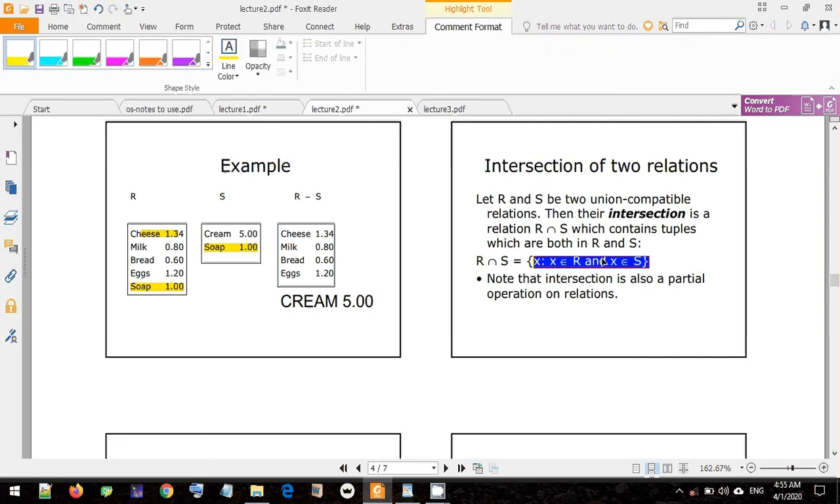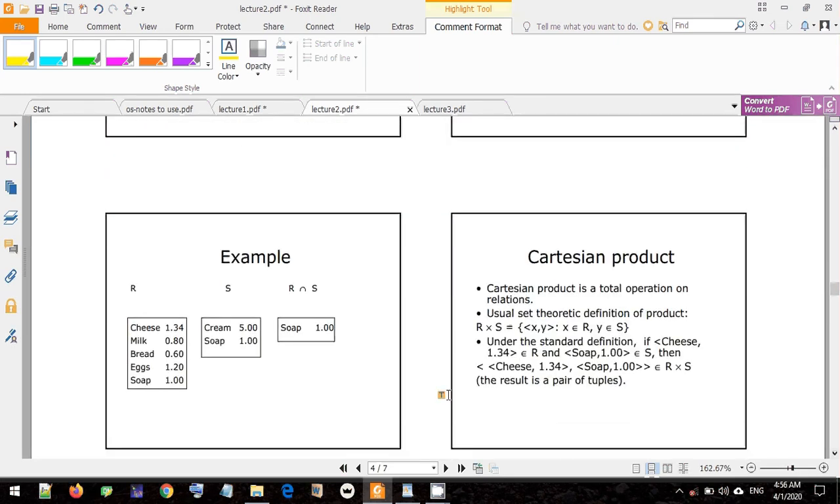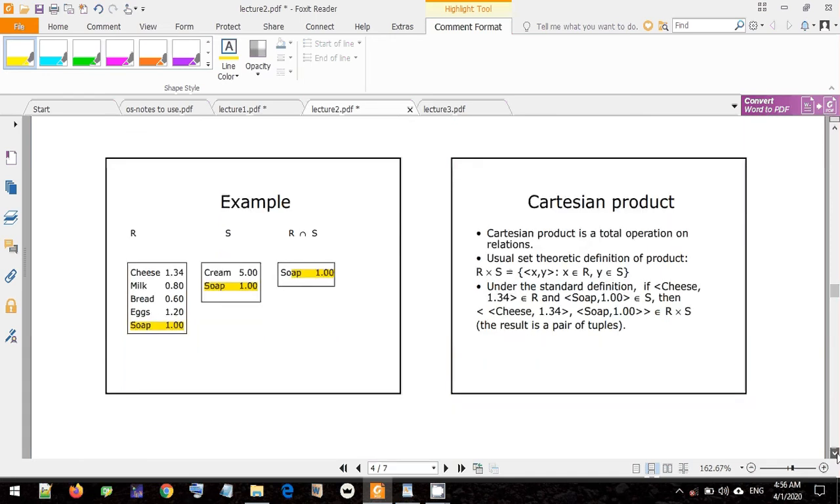What is important here, you should note, is that it's an AND relation. For example, if we have an item present in relation R and an item present in relation S, that item will give us the intersection. Now let us look at relation R. We have cheese, milk, bread, egg, soap. Relation S, we have cream, soap. The item that is common to both relations is soap. So the intersection between R and S will give us what? Soap.